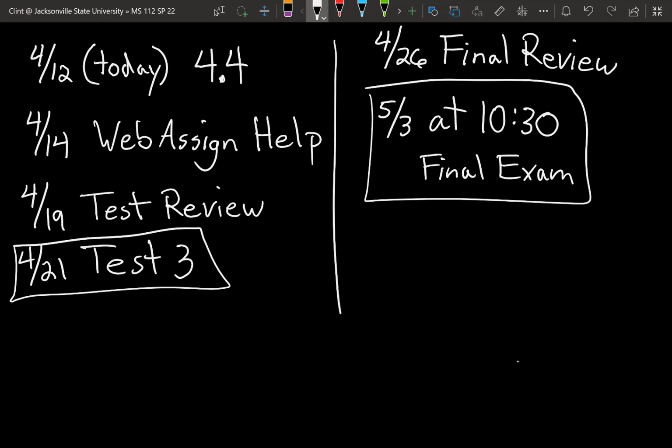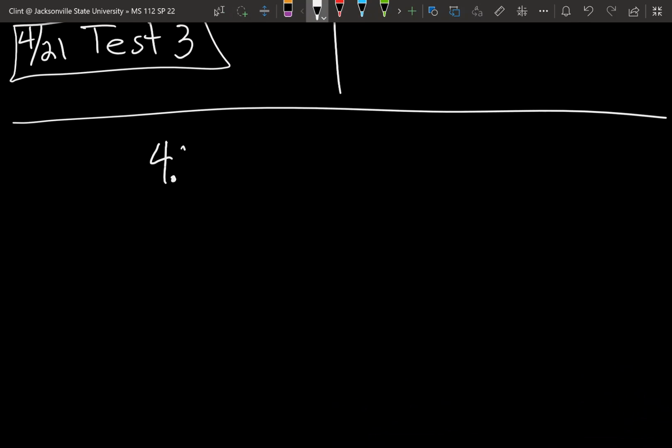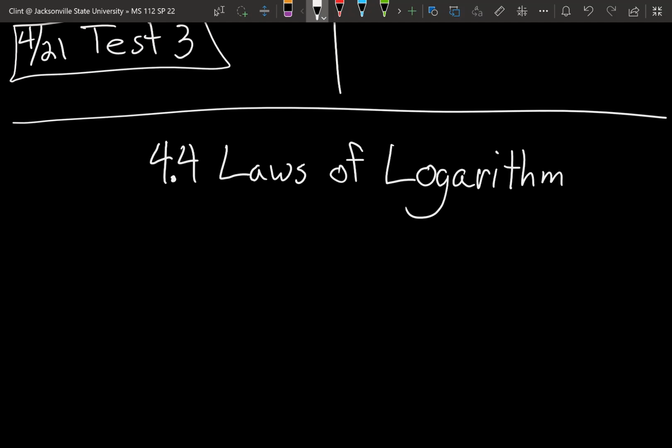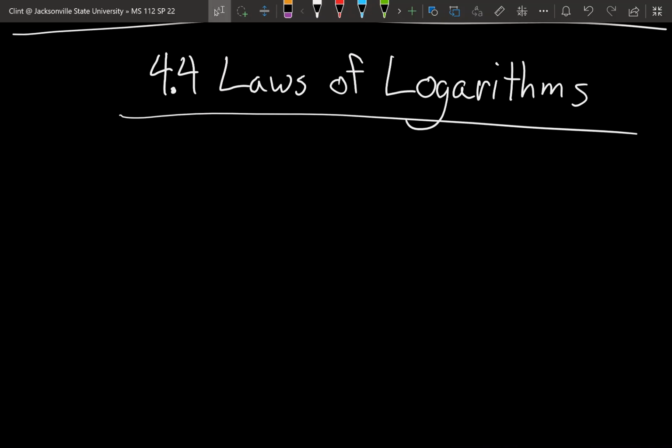Okay, so we've got one last section to do, section 4. In this section, we're looking at some properties, some ways we can manipulate logarithm expressions. And then we'll look at one thing that can help you figure out logarithms in your calculator.